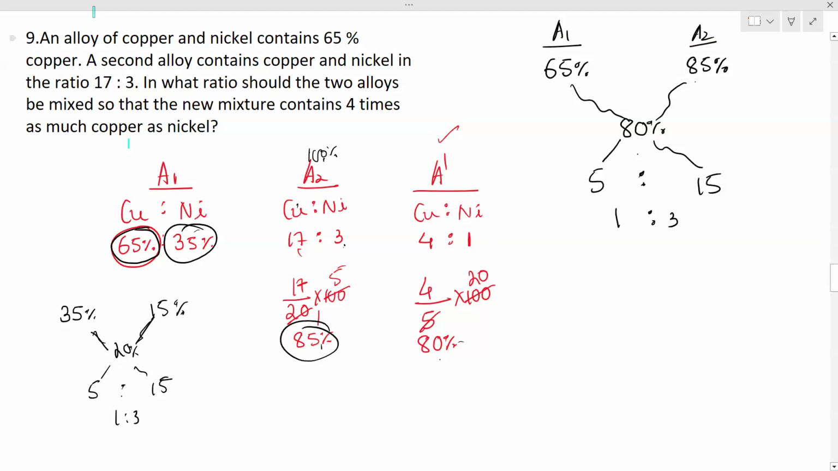Okay, listen to me. An alloy of copper and nickel has 65% copper. There is an alloy of copper and nickel, and how much does it have? Sir, we did not calculate the nickel ratio. Yeah, you have to deal with individual terms, either deal with copper or deal with nickel. Okay.